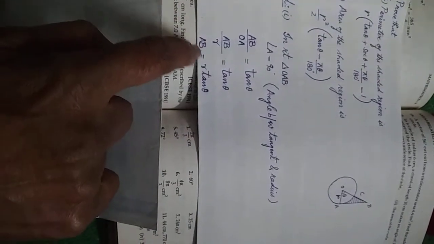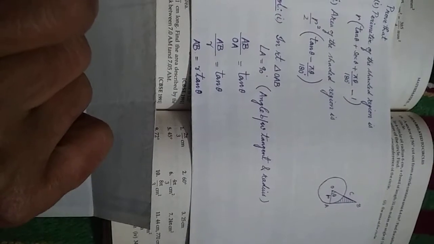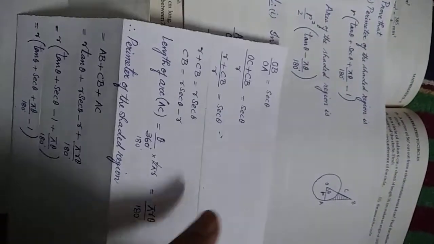Now this R will be cross multiplied. So AB will be equal to R tan theta. I think that much you have understood. Now the remaining part of the sum. Again we want to find sec theta. That's why we will take OB by OA, means hypotenuse by base, that is equal to sec theta.